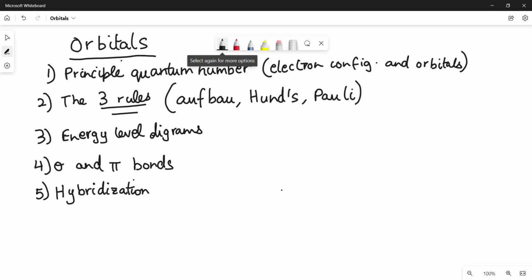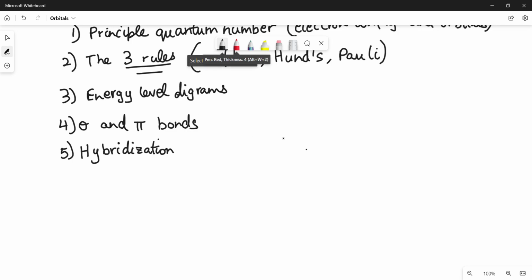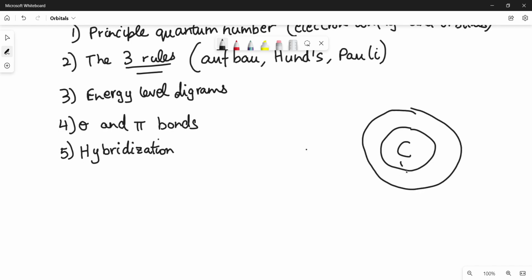So first we're gonna look at principal quantum number, and you should remember that the principal quantum number just means the shell number. So let's say you have carbon, which has 7 electrons. So it has 2 in the middle or the start, and it has 5 on the outside. So the principal quantum number of the first shell is n equals 1, and the principal quantum number of the second shell is n equals 2. And so the principal quantum number is used to write the electron configuration.